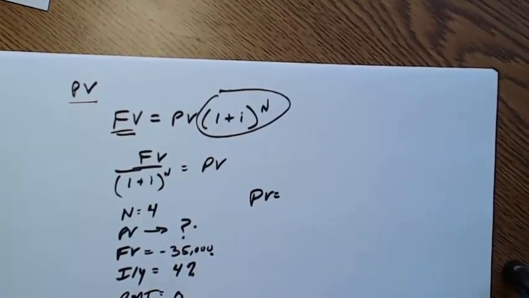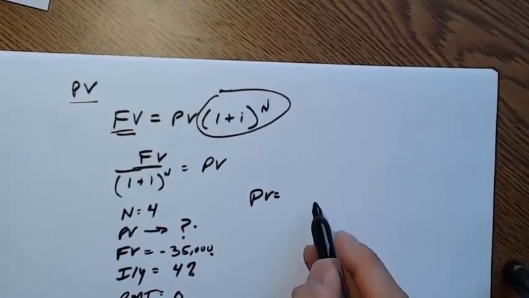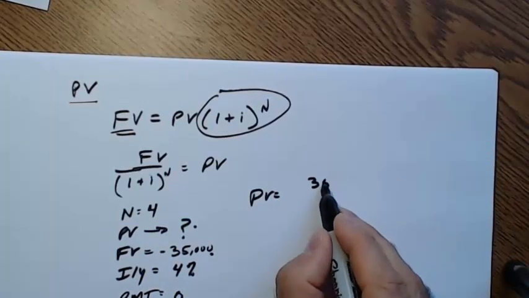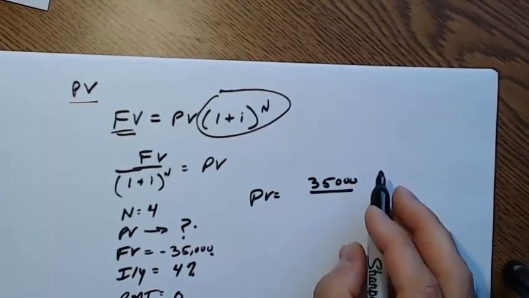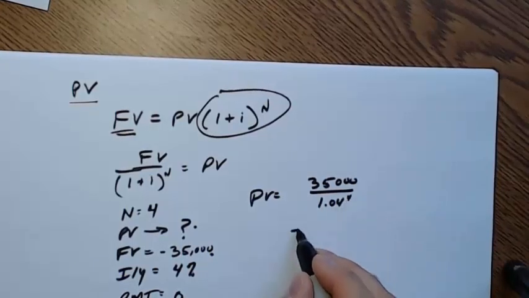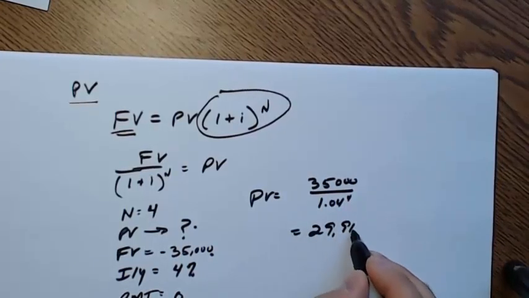So if you did this and calculated on your calculator, you'll get $29,918. Okay, try that. Actually do that in your calculator. Or 35,000 divided by 1.04 to the 4th power is 29,918.